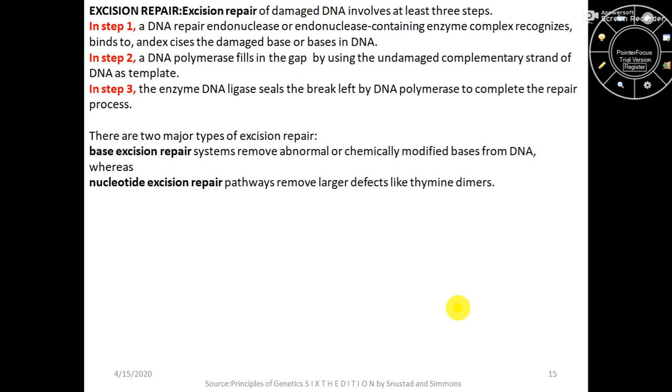The second type of DNA repair is excision repair. Here a DNA repair endonuclease-containing enzyme complex binds to the excision site of the damaged DNA. In the second step, the polymerase fills the gap, and third, the ligase completely repairs it.